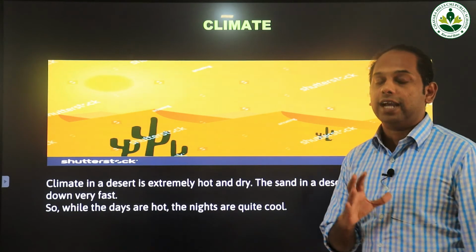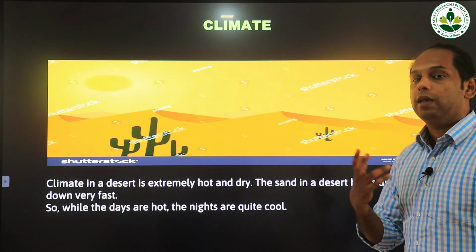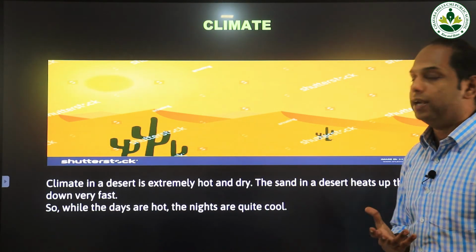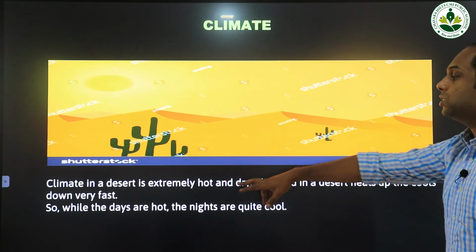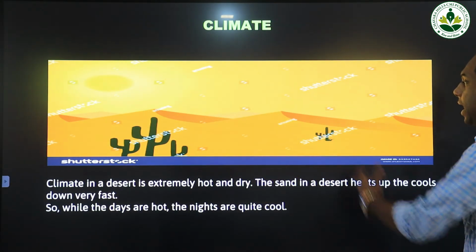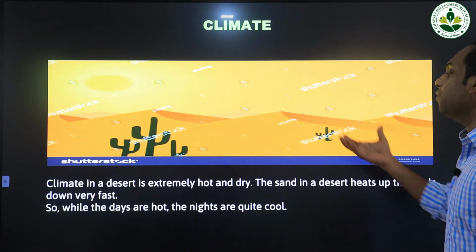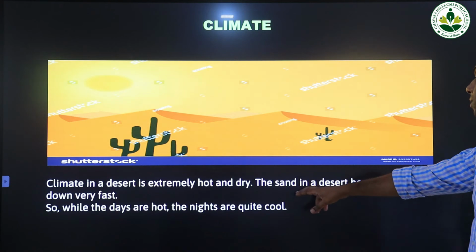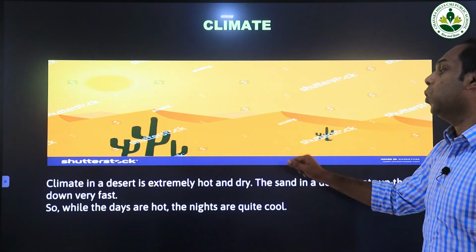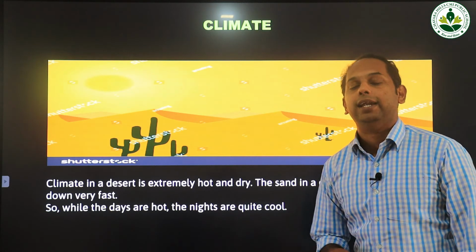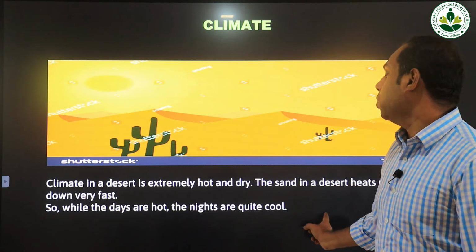Now we'll be studying the climatic condition of the desert. Climate in the desert is extremely hot and dry. The sand in a desert heats up and cools down very fast. So this white soft sand easily heats up very fast and also cools down very fast. As a result, the days are very hot and the nights are quite cool. This is the general climatic condition of the desert. In the morning it is very hot and at night it is cool.